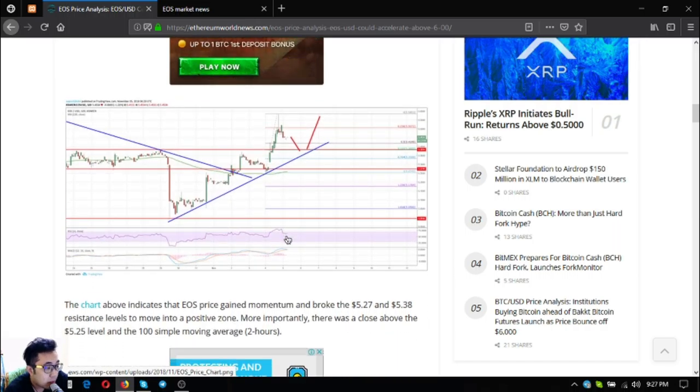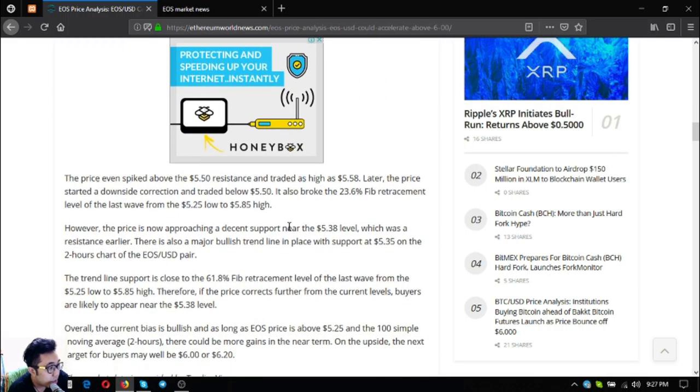The chart indicates that EOS price gained momentum and broke the 5.27 and 5.38 resistance levels to move into a positive zone. More importantly, there was a close above the 5.25 level and the 100 simple moving average on the 2 hours chart. The price even spiked above the 5.50 resistance and traded as high as $5.58. Later, the price started a downside correction and traded below $5.50.